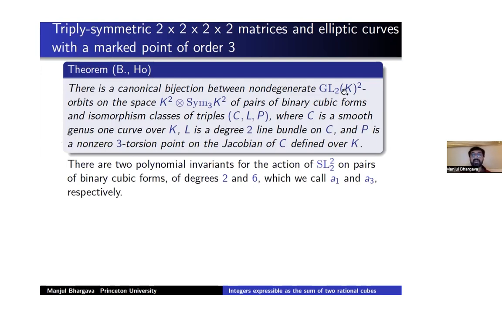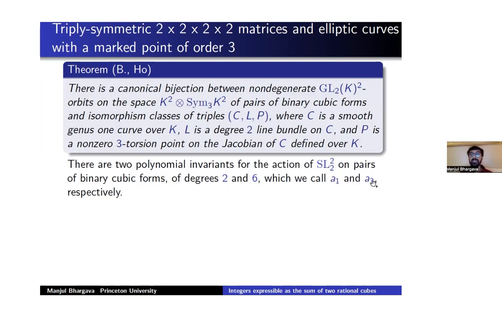So that's the theorem that we're actually going to use. GL2 squared orbits on pairs of binary cubics over K parameterize a genus one curve, a degree two line bundle, and an order 3 point on the Jacobian. And the action of GL2 squared, or say SL2 squared, on pairs of binary cubics turns out to have two polynomial invariants, and they have degrees 2 and 6, which we call A1 and A3, respectively.